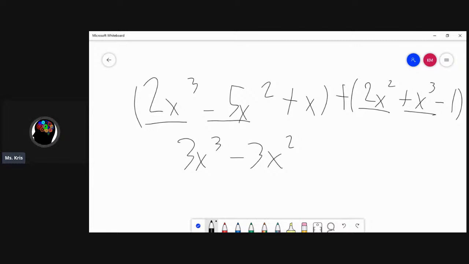Next, I have an x. Well, x does not have a term to be added, so I just bring the plus x down. Same thing goes for the minus 1. Minus 1 doesn't have a term to add, so I bring it down. And so now I have taken my first polynomial, added it to my second polynomial, and combined my like terms. Now my answer is 3x to the third minus 3x squared plus x minus 1.